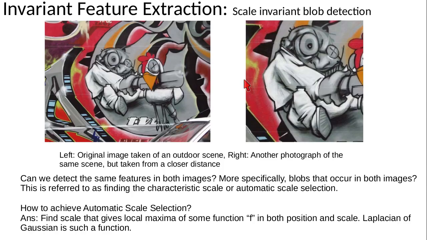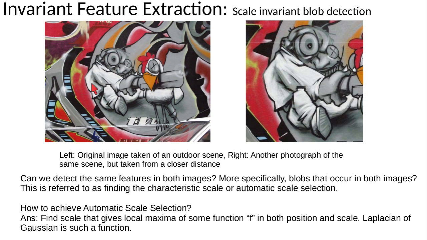We will now discuss scale invariant blob detection. We saw that the Harris corner point detection algorithm could detect corners that were invariant to rotation, but if the image is scaled, then the same points are not obtained. For instance, take these two images. This one is the original and this one is a close-up of this object.